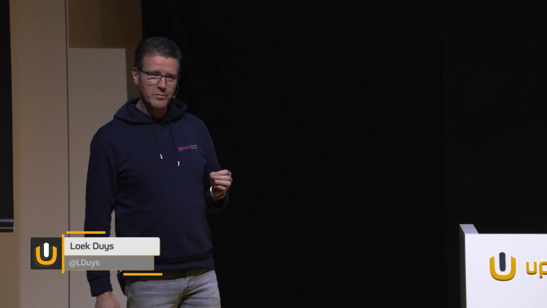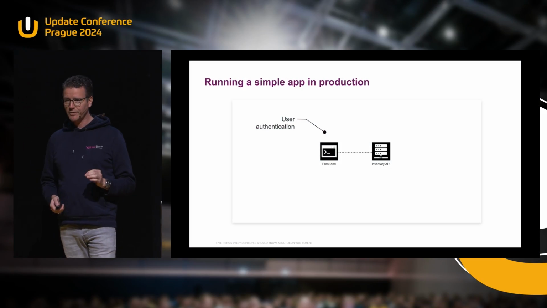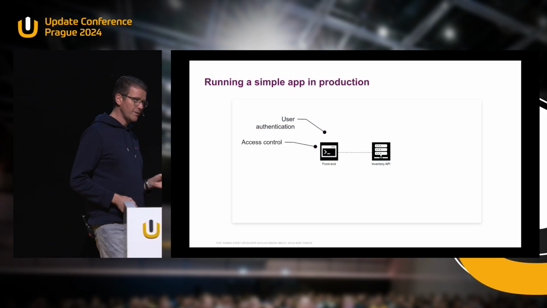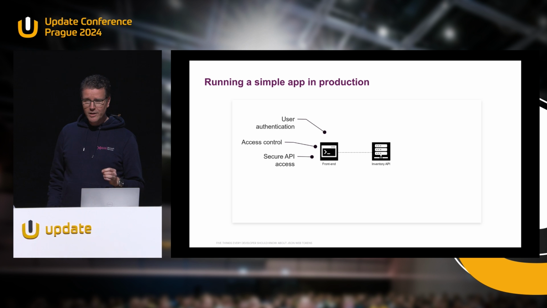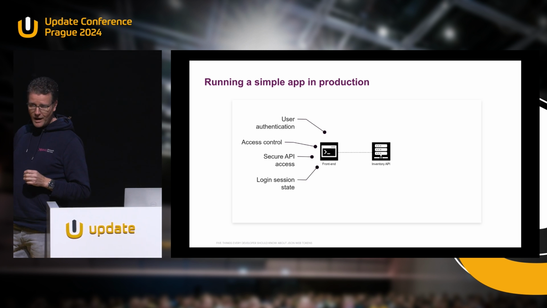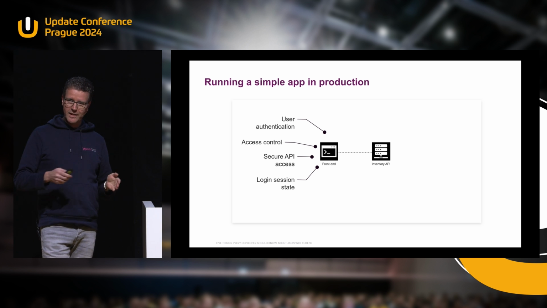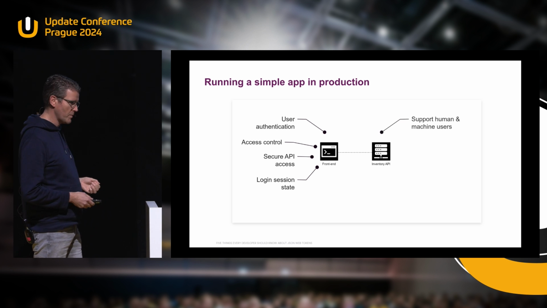So, if you look at this simple project, and imagine you want to run this in production, there are already quite a few things that you need to worry about. For example, you want to have your users authenticated. You need to think about access control. You probably want to have some kind of security on your API. Whenever a user does log in, you want them to have some kind of a session so that they don't have to log in for everything they do.